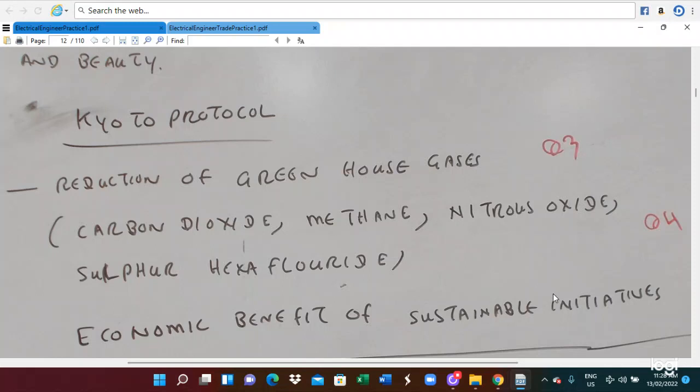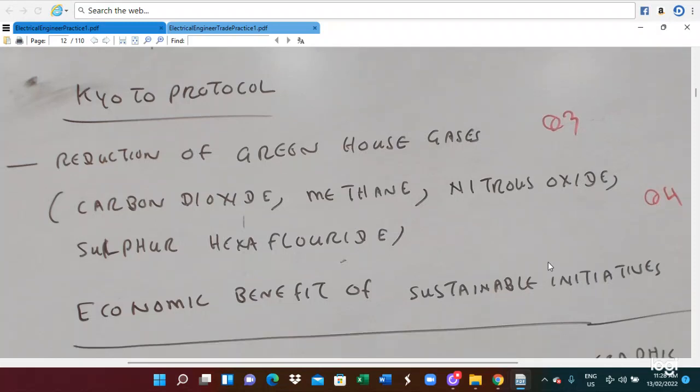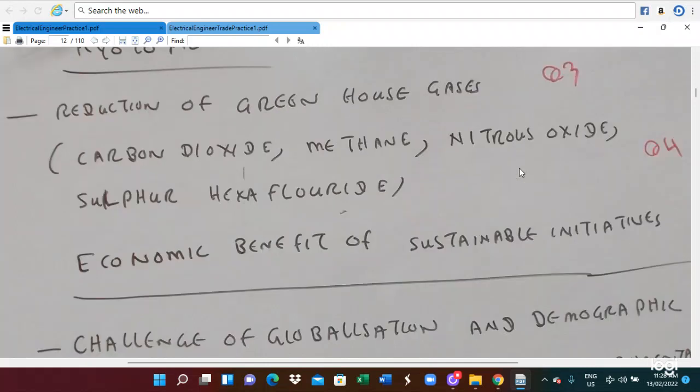So in this case, our sustainability practice is related to the Kyoto Protocol. Kyoto Protocol is a reduction of the greenhouse gases: carbon dioxide, methane, nitrous oxide, sulfur hexafluoride, hydrofluorocarbons. Those are the greenhouse gases. Those greenhouse gases must be reduced.